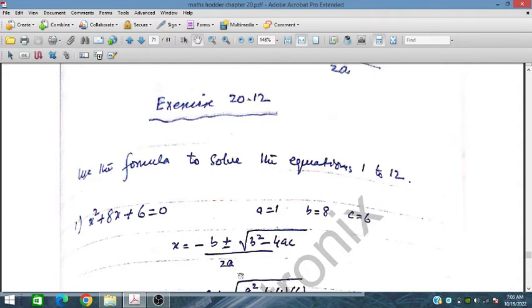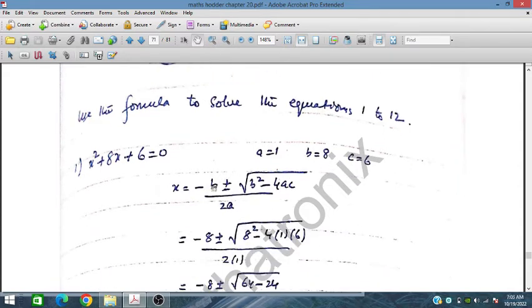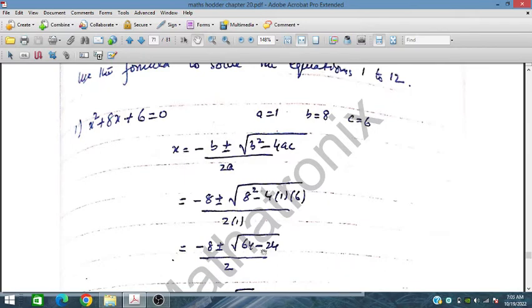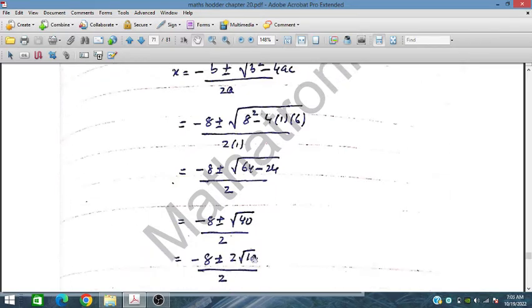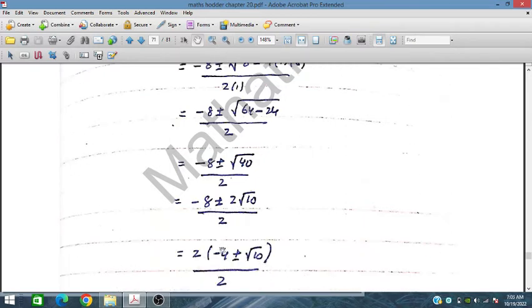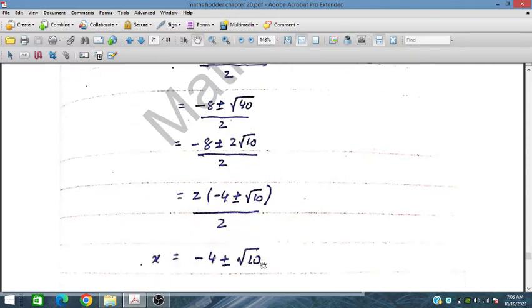We will place these at the respective positions. In place of b we write 8 here, plus minus, and then 4, a is 1 and c is 6. So this is 64 minus 24, which is 40, so plus minus 8 ... this is 2 under root 10. 2 may be taken out common from here: minus 4 plus minus under root 10. This may be cancelled out, so minus 4 plus minus under root 10.